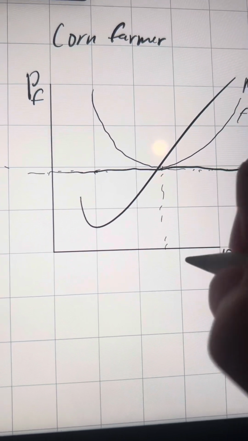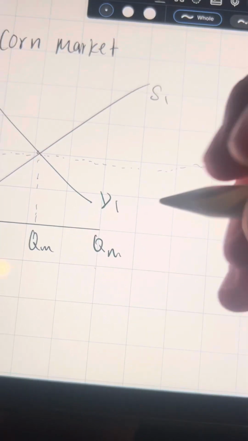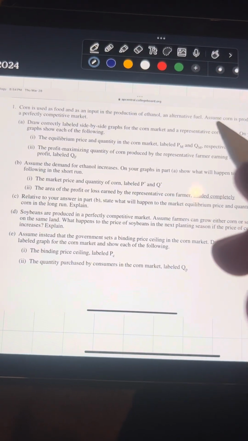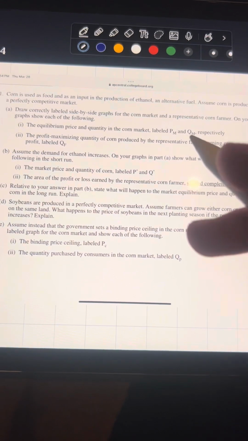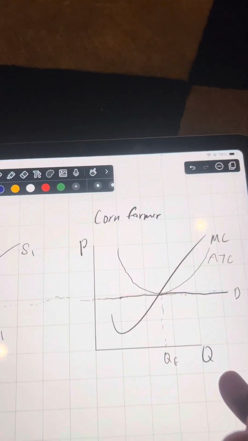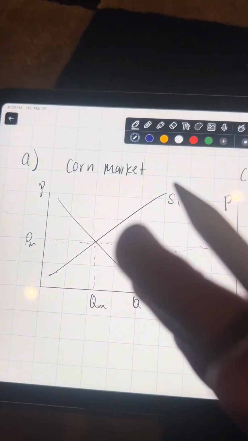Label that Q, F. And my apologies, we're going to erase the F right here. These are just P, Q. And we can also go back here and erase the M's here. Remember, we want to appeal to the directions going on over here, so label the axes differently than the PMs and the QFs. So we got our base corn farmer graph right here, just without any shifts, as well as the corn market.